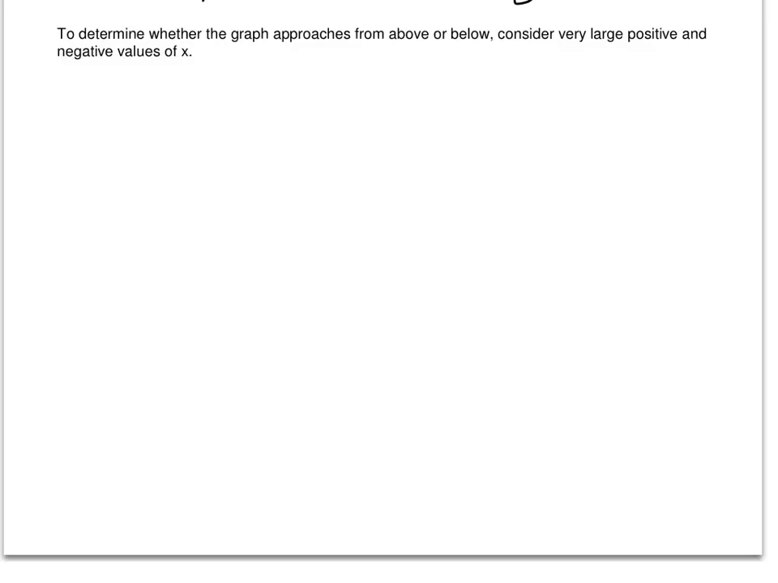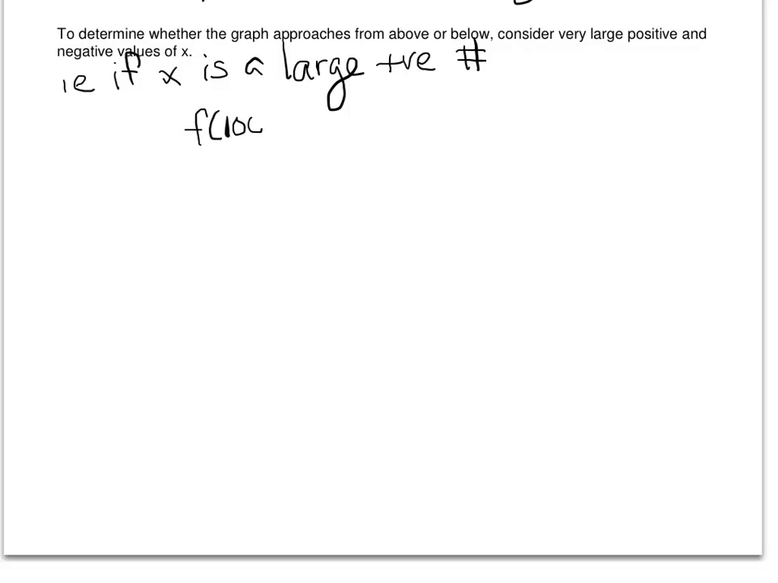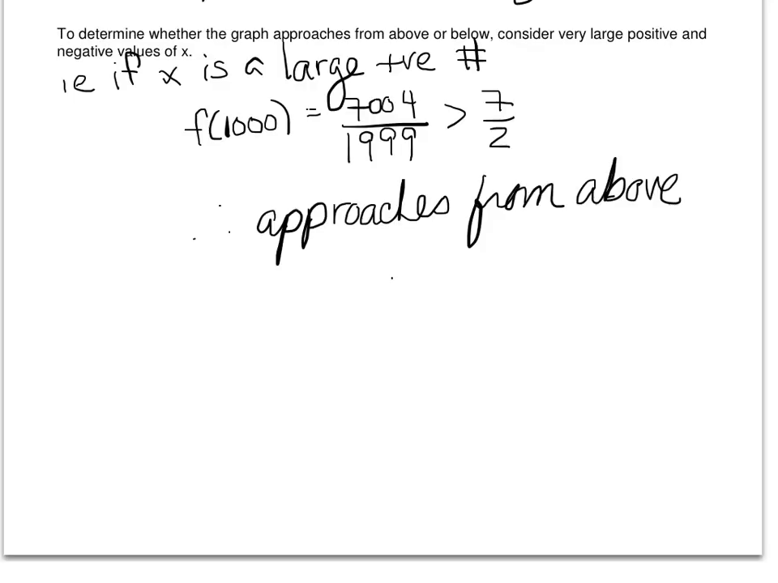So let's get this part done, i.e. if x is a large positive number, so large like 1,000, so f of 1,000, just look back up at the top of the question and sub it in, you'll end up getting 7,004 over 1999. And that is bigger than 7 over 2. Therefore, for x very big, so as x goes to positive infinity, it's going to approach from above. So we write that down.